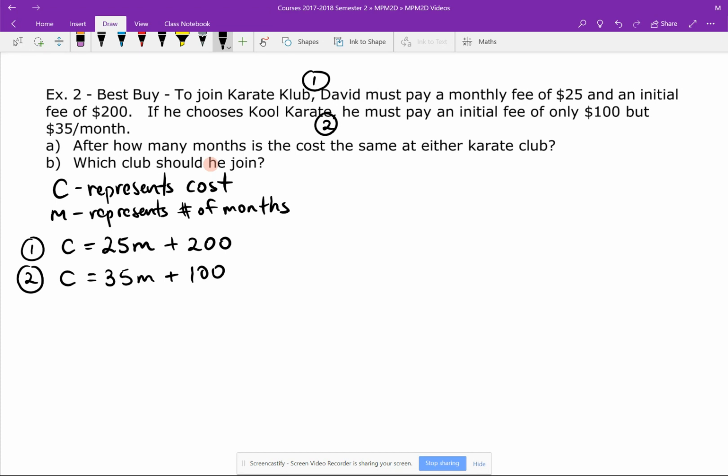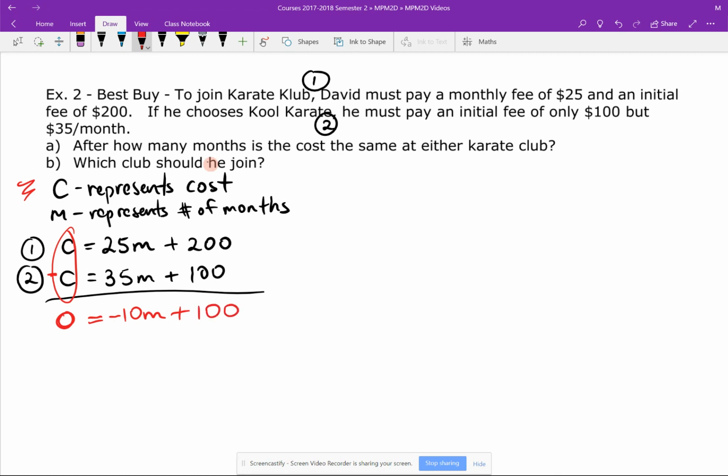So guess what kind of method will I use for this one? Elimination. Okay, so I'm going to use elimination. How am I going to eliminate these variables here? I'm going to subtract the two equations. I'm going to eliminate the c's by subtracting, because c minus c is 0. And then everything else I'll subtract. 25m minus 35m is negative 10m, and 200 minus 100 is 100, so plus 100.